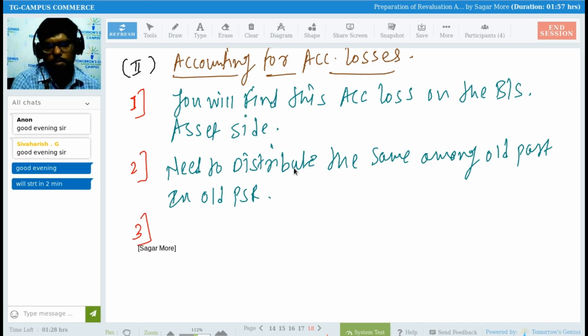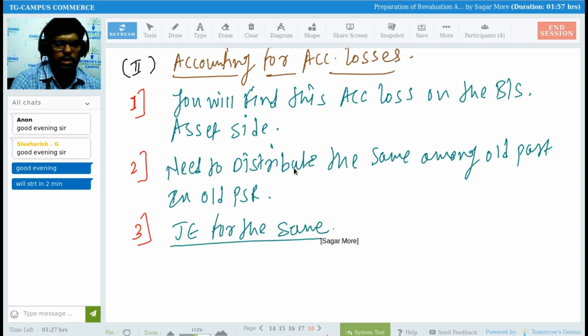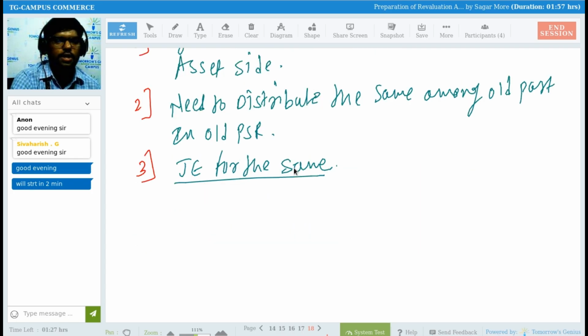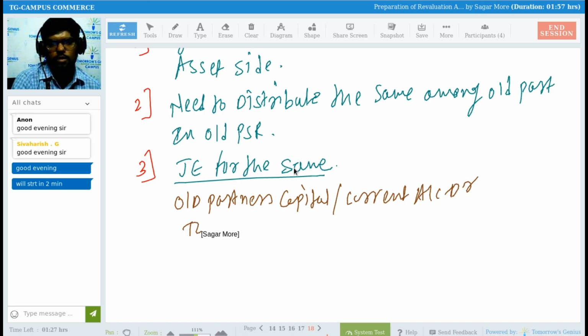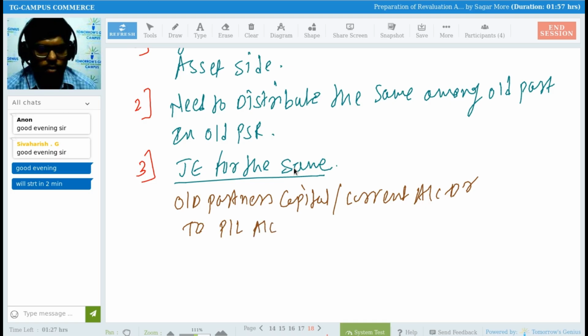So third thing, that is the journal entry. Old partners capital account debit. Absolutely right. So exactly the reverse entry we have to pass now, right, Sadhna, Dhanushri? Old partners capital or current account debit to profit and loss account. Simple, right? This entry we have to pass. In which ratio, sir? Again in old profit sharing ratio.